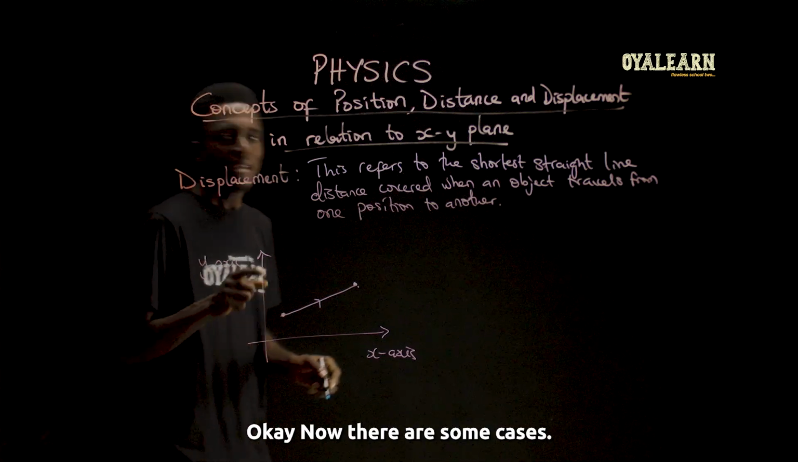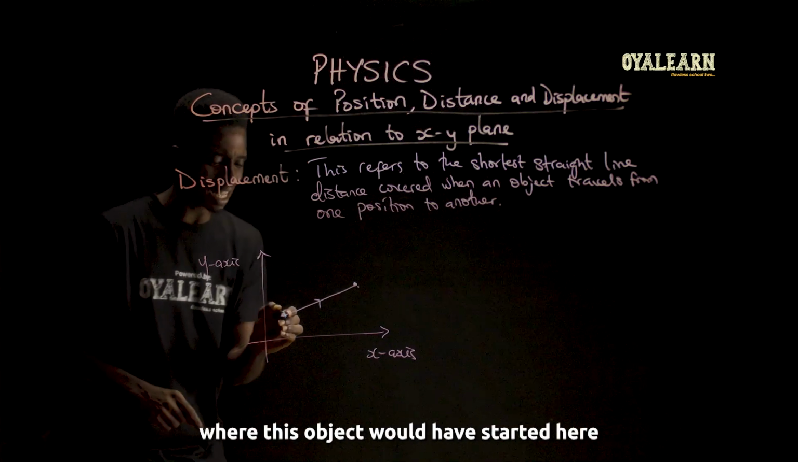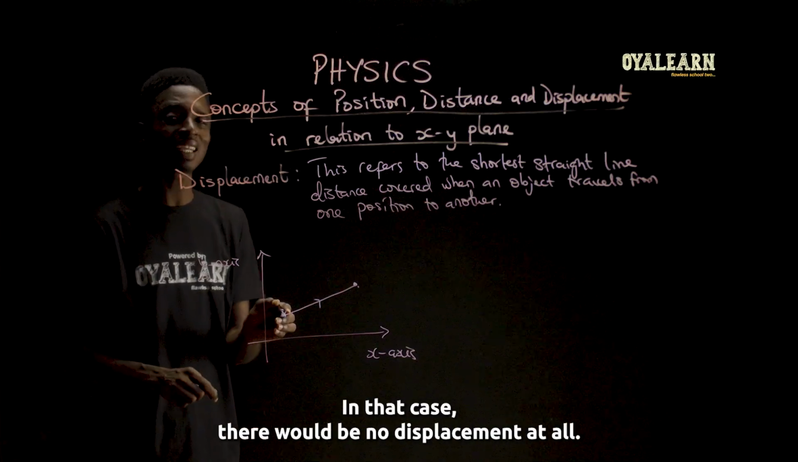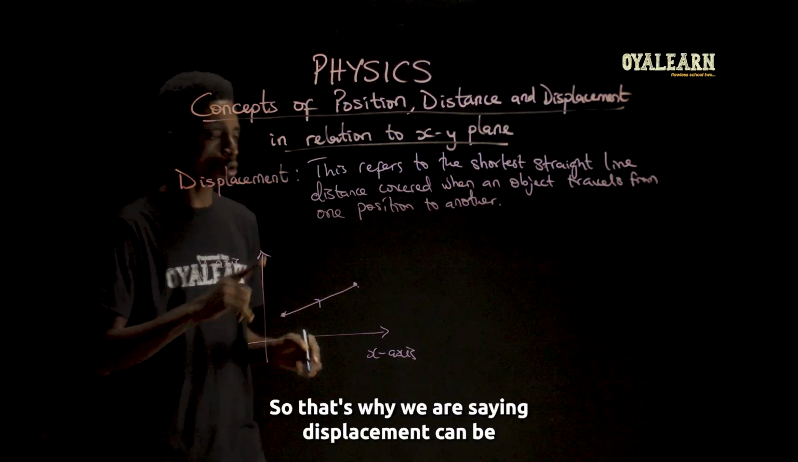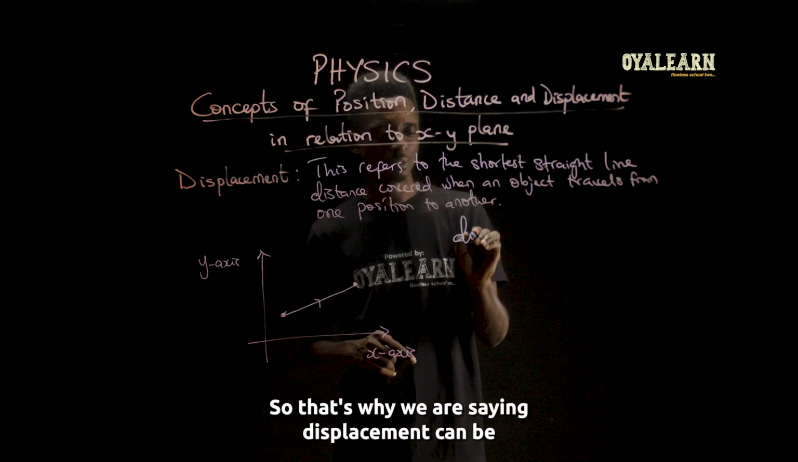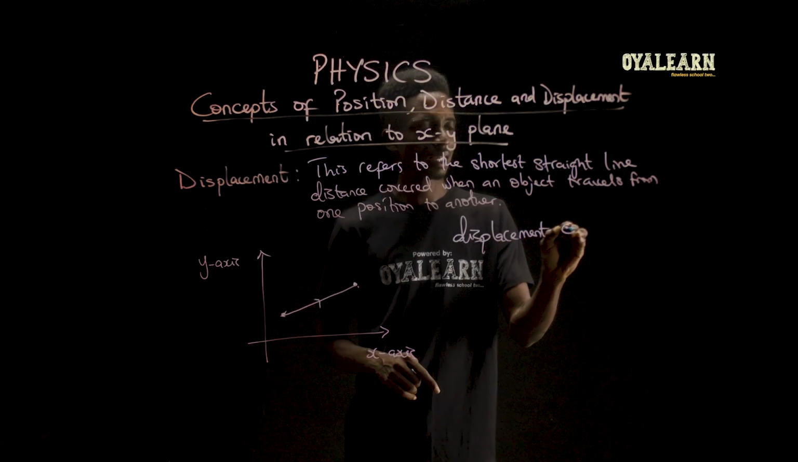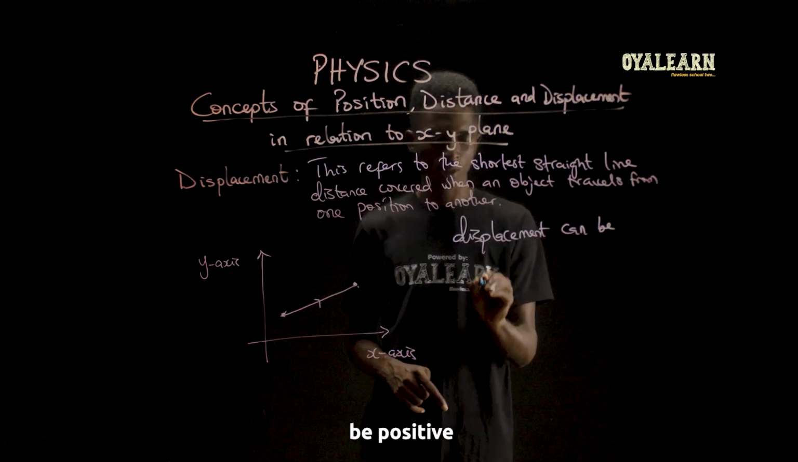Now, there are some cases where this object will have started here, gone to this point, and returned back to the original position. In that case, there will be no displacement at all. So that is why we are saying displacement can be positive.